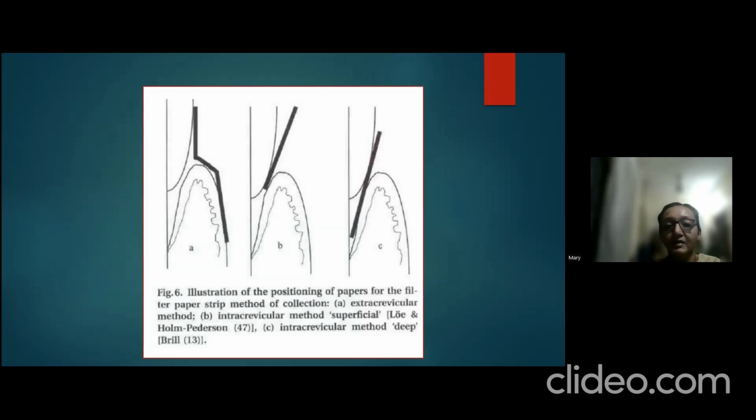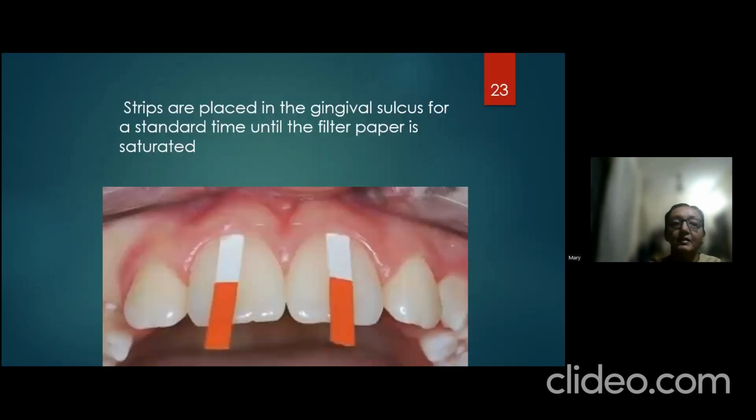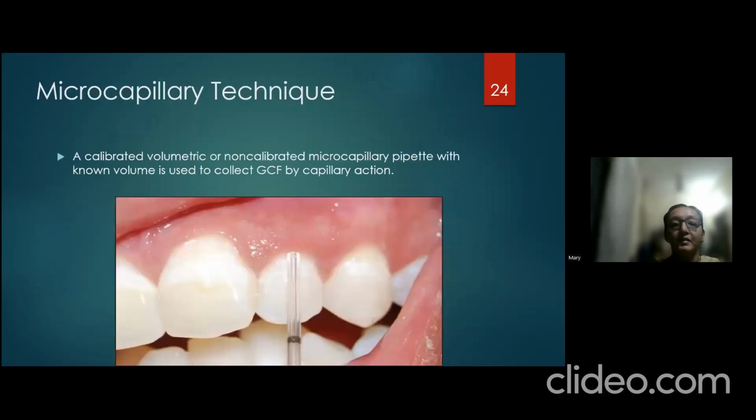So you can see how the strip is being inserted into the gingival sulcus in the third picture, whereas in the second picture it is only placed at the gingival margin. Now this is how the paper strips are inserted into the gingival crevice, and the filter paper strips gradually get saturated with the fluid.